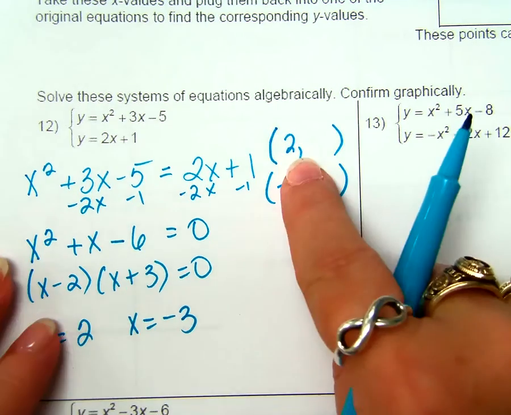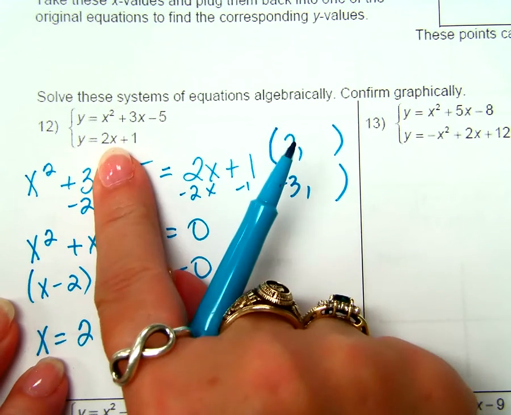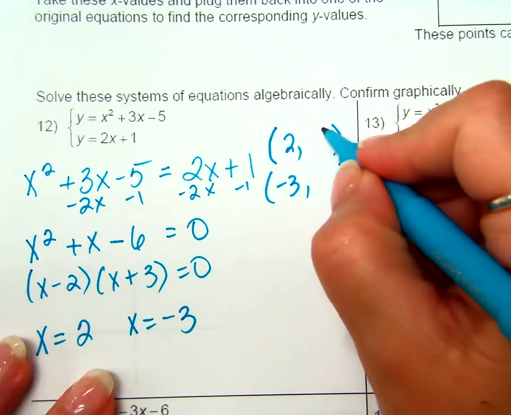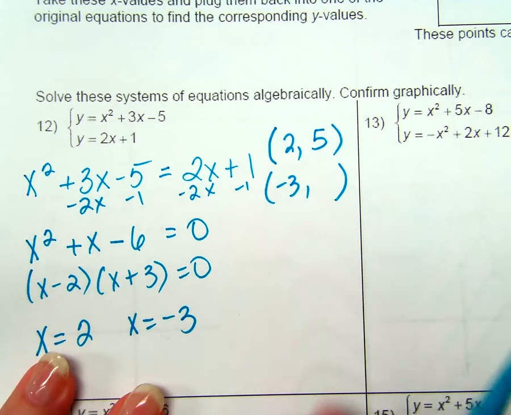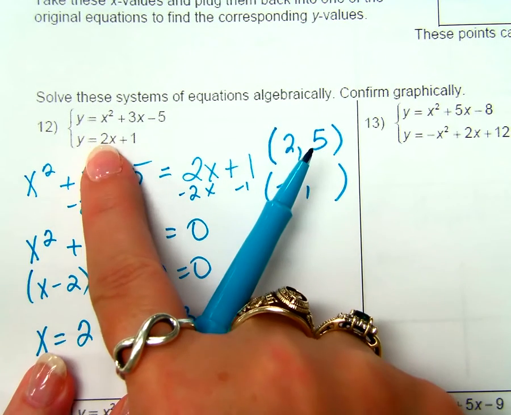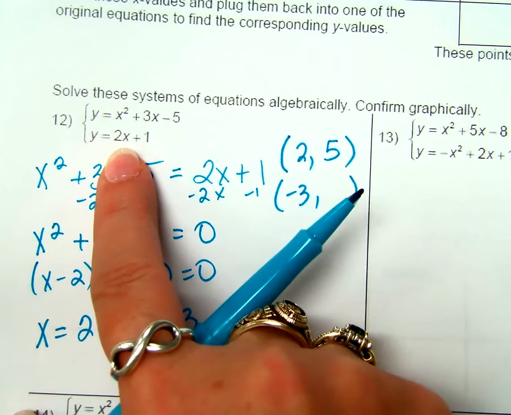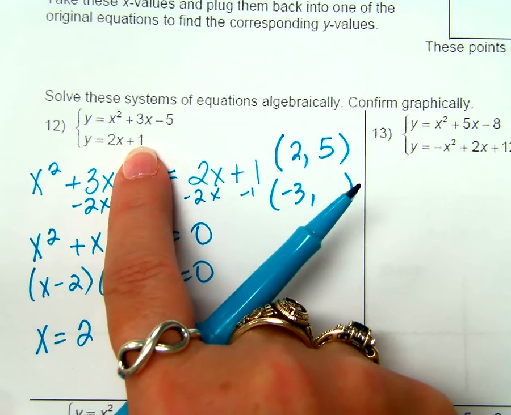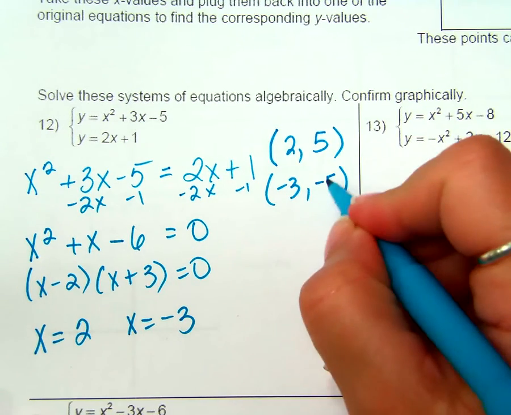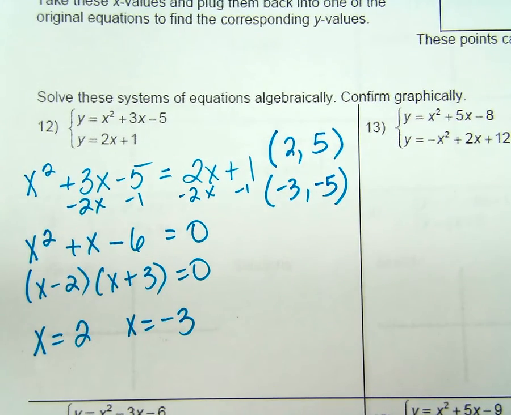Okay? So 2 times 2 plus 1. Y is 5 when x is 2. 2 times negative 3, negative 6, plus 1. Negative 5. When x is negative 3, y is negative 5.